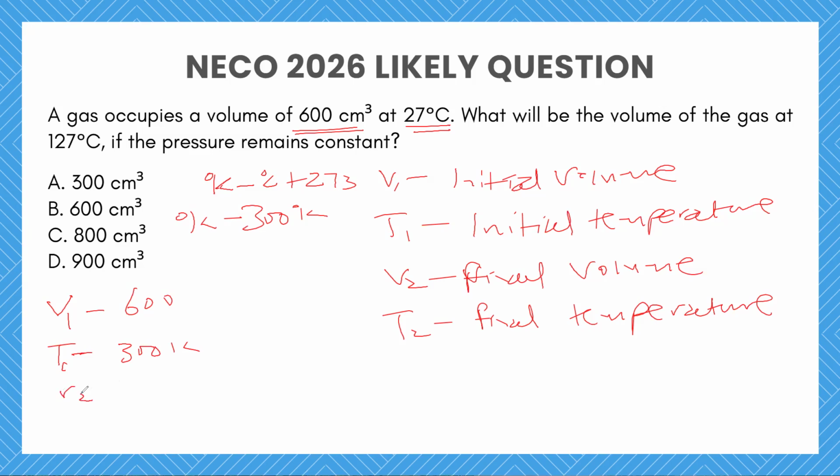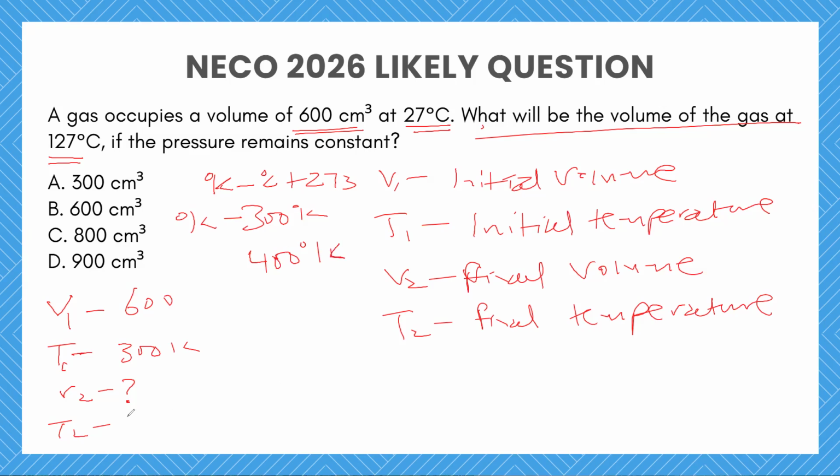Now V2, what will the volume of the gas be at 127 degrees Celsius? So the final volume is unknown. And then the final temperature is 127 degrees Celsius. So to calculate that in Kelvin, we have 127 plus 273. That gives us a total of 400 Kelvin.